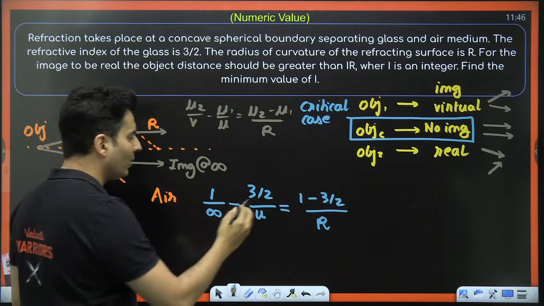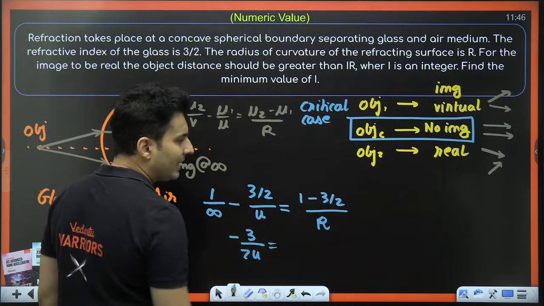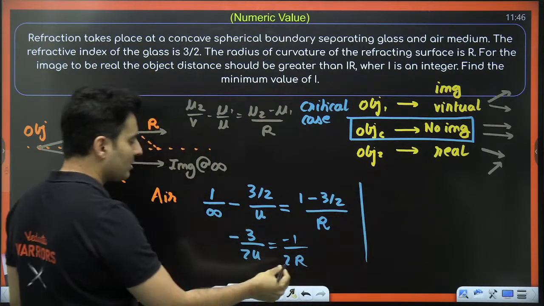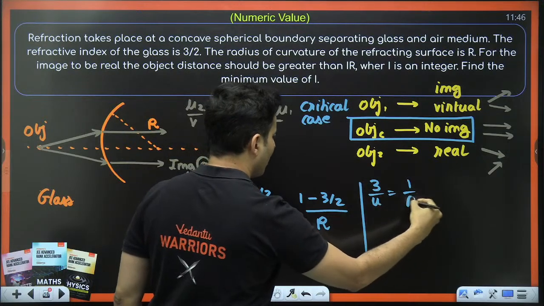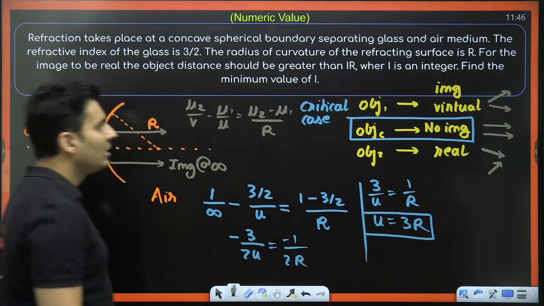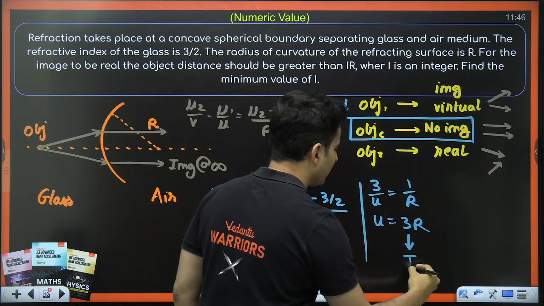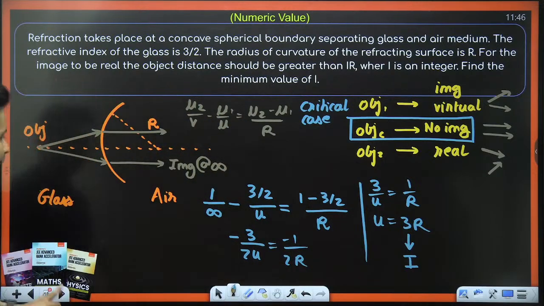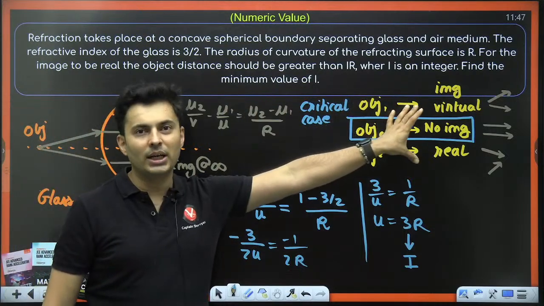Perfect. 1 by infinity is 0, so this will become minus 3 by 2 times of U is equal to 1 minus 3 by 2, which is minus half, and 2R over here. Minus 2 gets cancelled. I'm just left with 3 by U is equal to 1 by R, rather U is equal to 3R. Perfect. I think I found the answer. The object distance should be 3 times of R. This 3 is that integer which I was talking about. So the value of the integer is 3. Answer is 3.